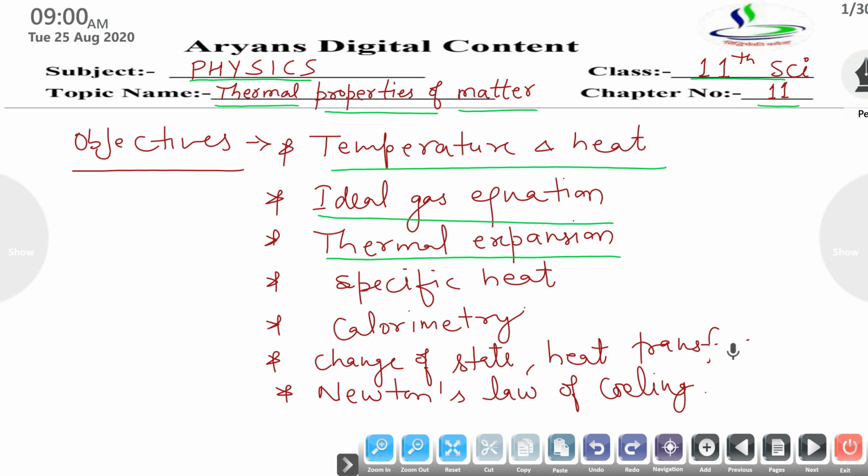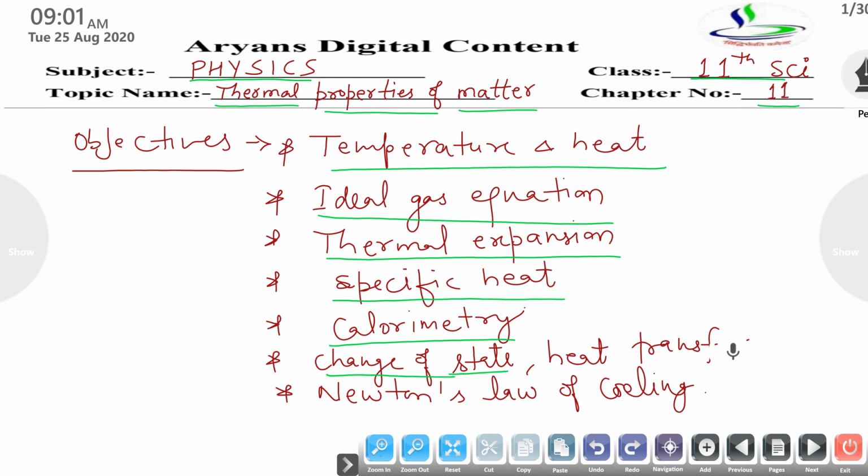Then thermal expansion, meaning when we heat any object it will expand. Why does it expand, and how much does it expand, we have to study that. Then specific heat, the amount of heat that is absorbed by any material or object, we will study this also. Then the calorimeter, an instrument which is used to find the specific heat or the latent heat value of any material, object, or liquid.